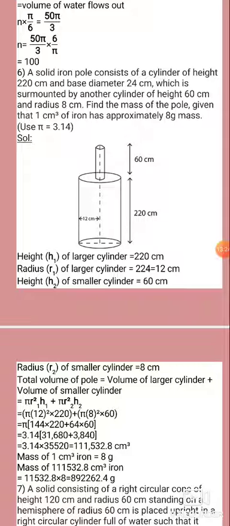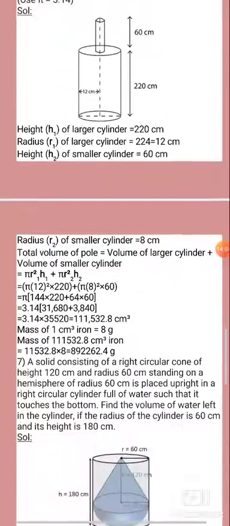So pi value 3.14 into 31,680 plus 3,840. That is 3.14 into 35,520, which is equal to 1,11,532.8 centimeter cube. Now mass of 1 centimeter cube of iron is 8 gram. So mass of this much centimeter cube of iron is equal to this multiplied by 8. So that is 8,92,262.4 gram.